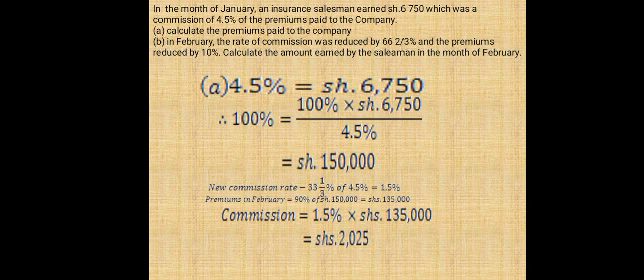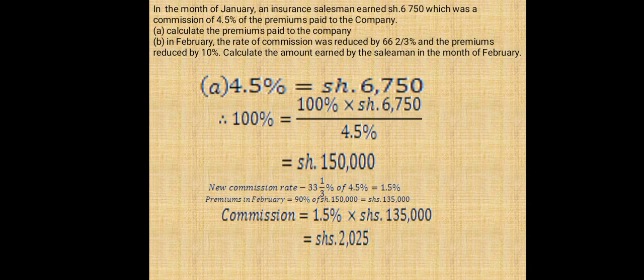Now let us tackle part A. We know that 4.5% of the premium is equal to 6,750 shillings. What will be 100%? 100% will be 100 multiplied by 6,750 over 4.5. So 100% will be 150,000 shillings. So this 150,000 shillings is the amount of the premiums for that month.